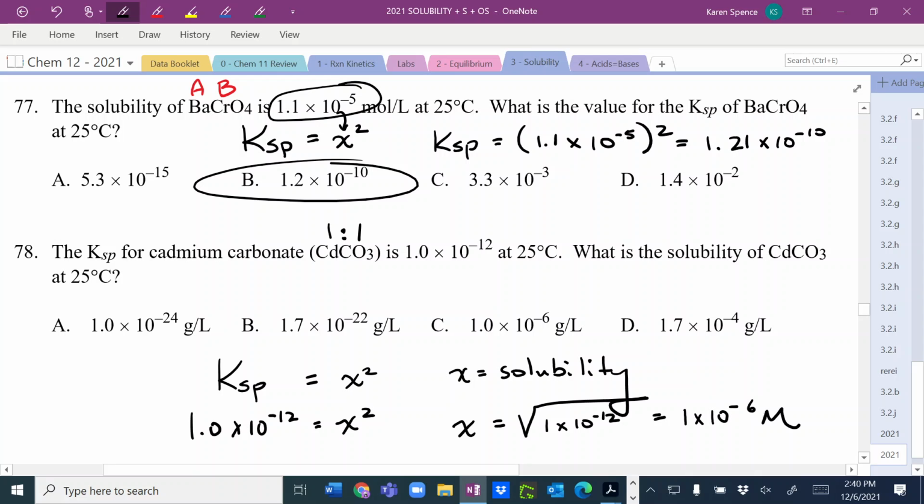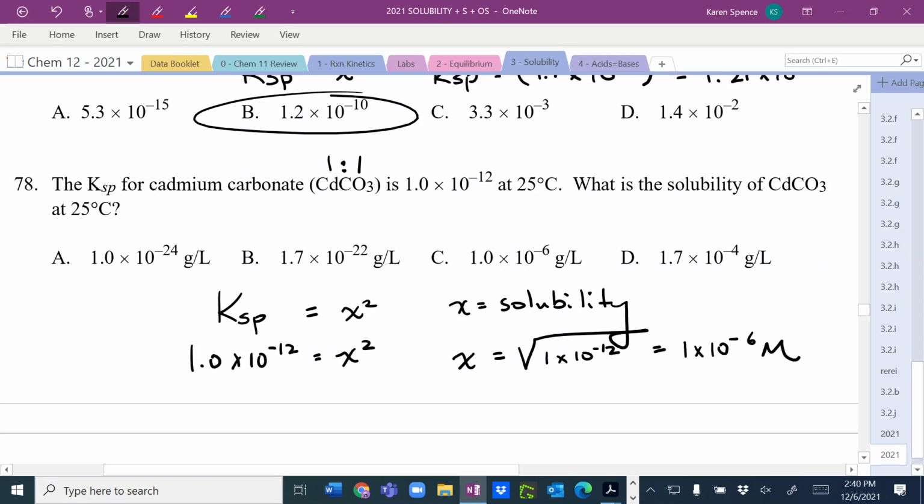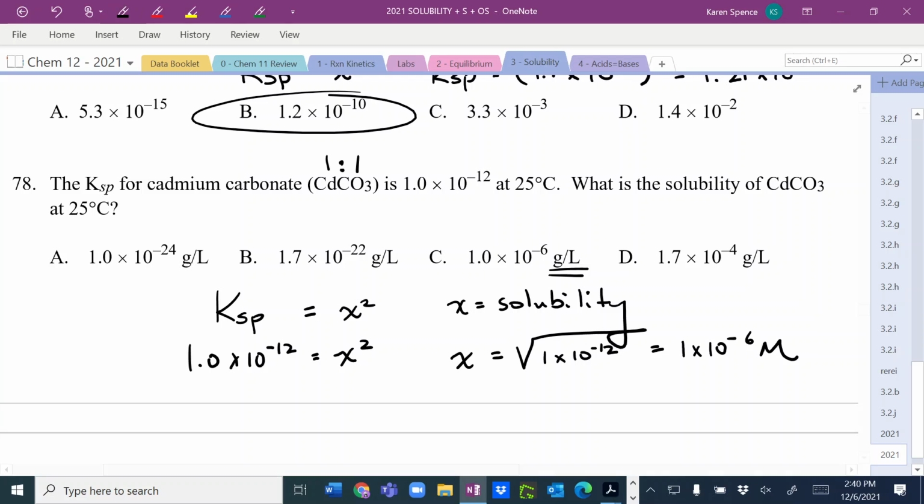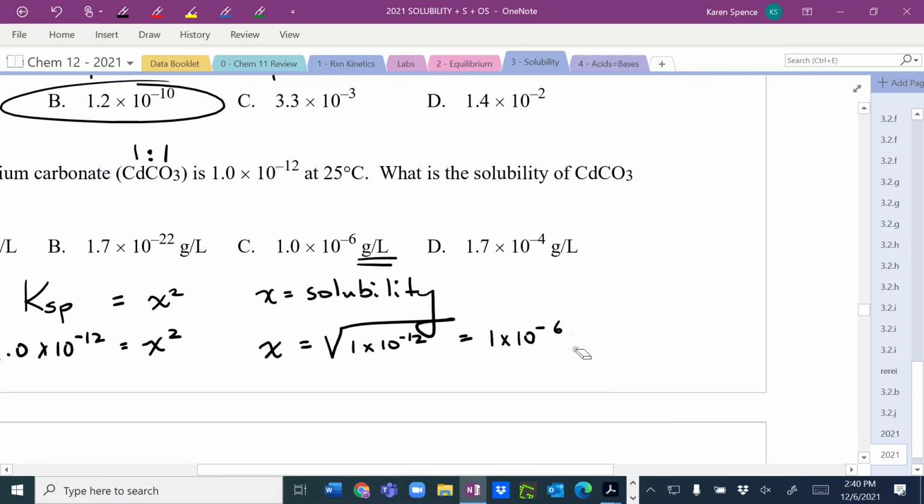Oh, no, no. Grams per liter. Oh, nasty. Because I would have looked at that and gone, hey, I got 1 times 10 to the negative 6. So now you would have to convert, this is moles per liter, and we would have to convert that into grams per liter. So we need to cancel our moles.